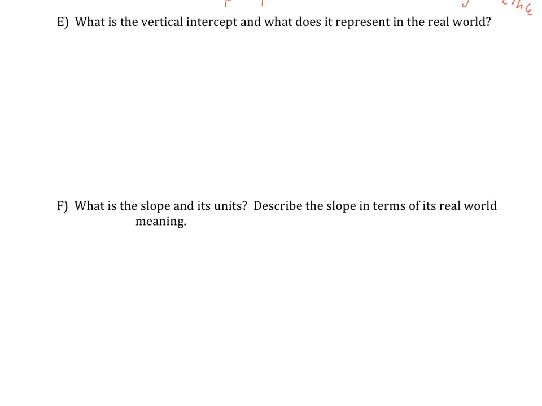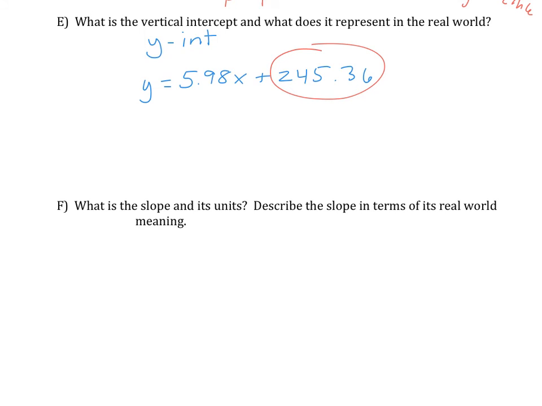Part E. What is the vertical intercept and what does it represent in the real world? Well, what is the vertical intercept? The vertical axis. That is our y-intercept. Well, this one hopefully requires absolutely no work. We have our equation. y equals 5.98x plus 245.36. What's your y-intercept? Well, hopefully you're all able to tell us there's our y-intercept.